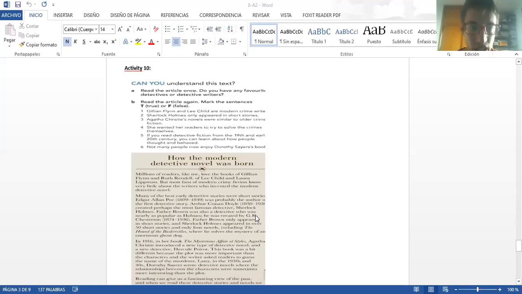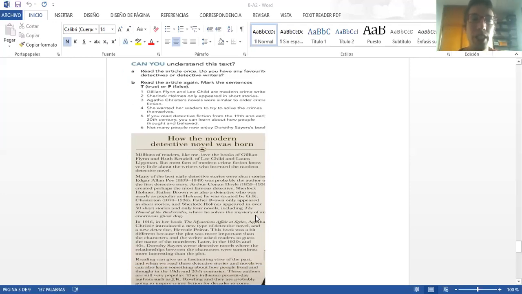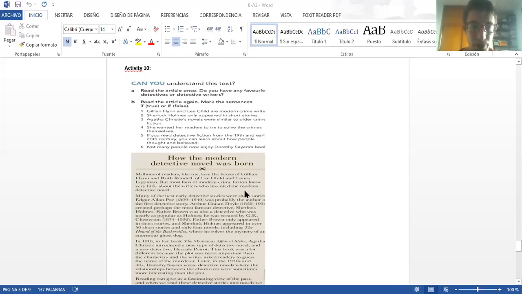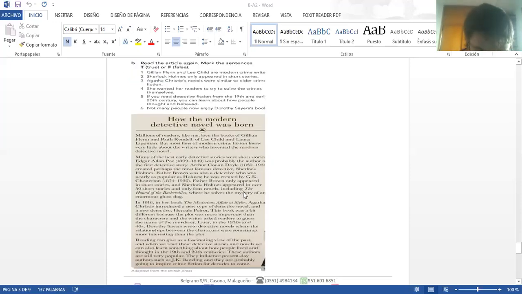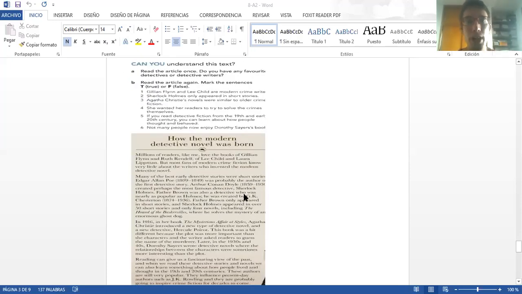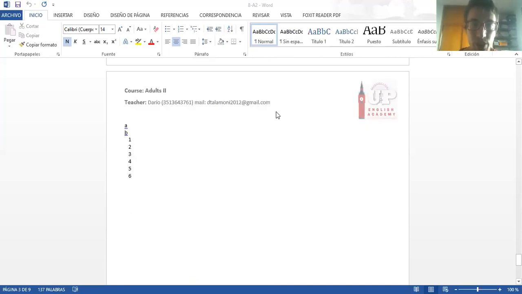It's a reading comprehension activity in which you have to read the article once and answer the question: do you have any favorite detective or detective writers, right? And after that, you read the article again. This is adapted from the British press, so it's a newspaper article. You have to read the article again and mark the sentences true or false. Okay, and finally, I'm going to show you the video.